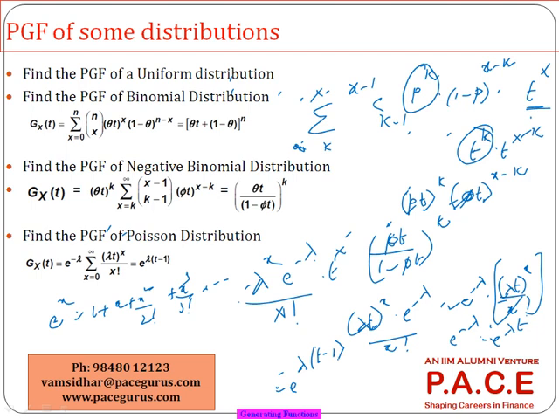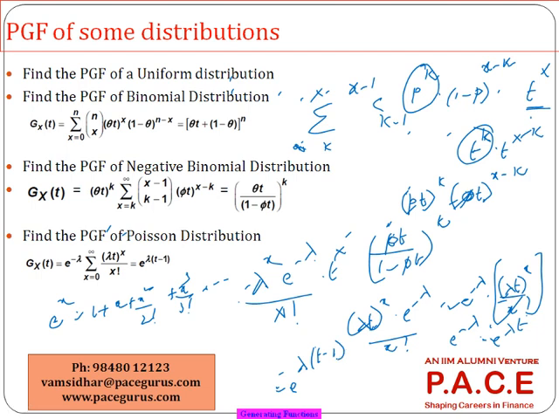So finding out the PGF is one aspect, right? For these kinds of distributions, it's not that difficult to find the PGF, provided we are slightly comfortable with some geometric progression examples, the sum of n terms of a geometric progression, this expansion. If these things are slightly comfortable, then finding the probability generating function for any of these distributions is not a big difficulty.